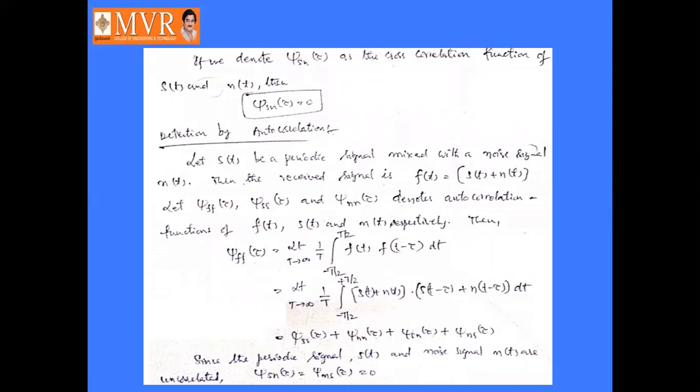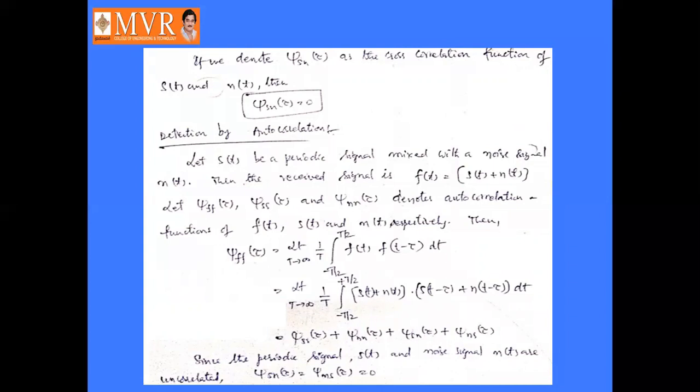Chi Sn of tau equal to 0, right? So, detection by autocorrelation. First of all, we see the detection by autocorrelation. Let S of t be a periodic signal mixed with a noise signal N of t. Then the received signal is F of t, equal to the mixing of these two, that is S of t plus N of t.